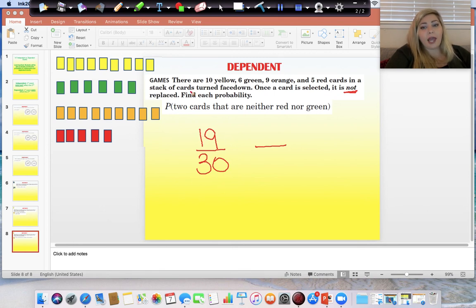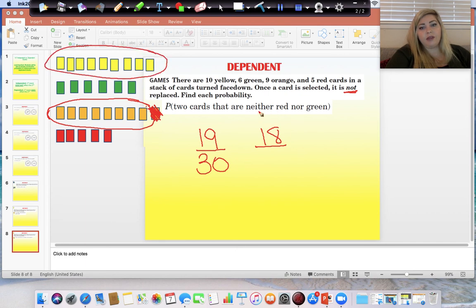Okay, but now again, we've taken one card out and we didn't replace it. So instead of 19, now we only have 18 cards that are neither red nor green because we took one of these away. So now we are left with 8 and 10 cards left that are neither red nor green. And we took that one card out, so we did not replace it. So our deck is now at 29 cards.